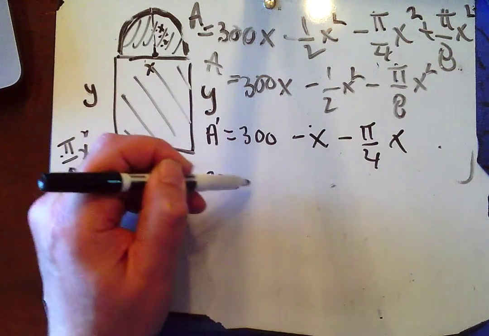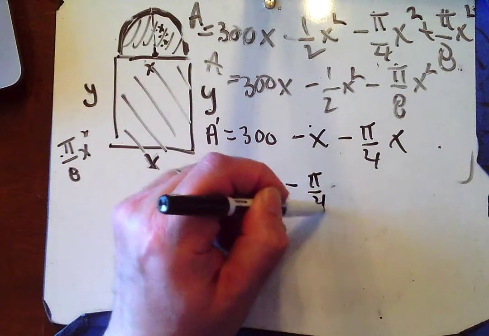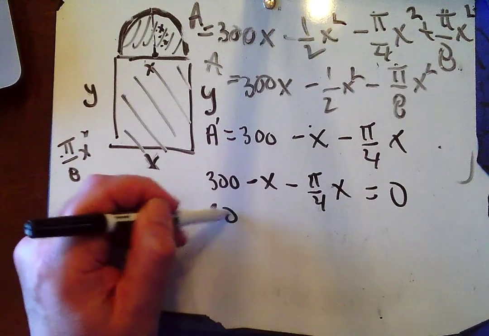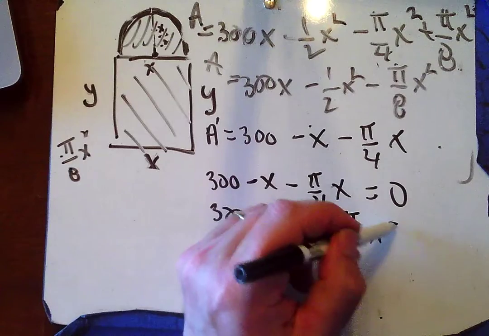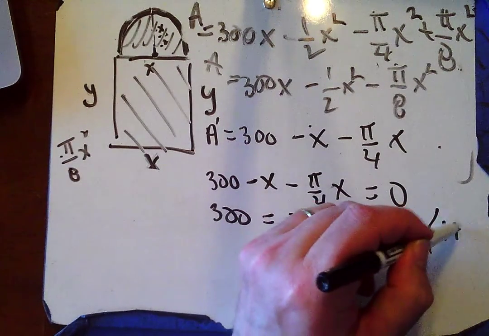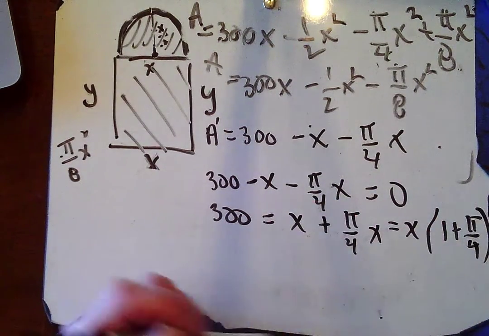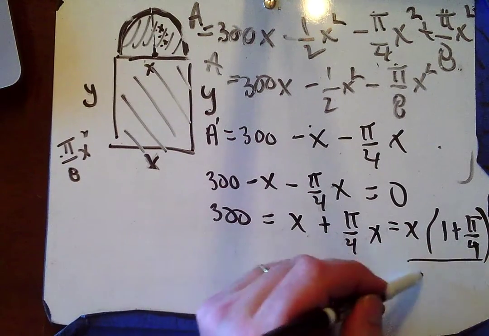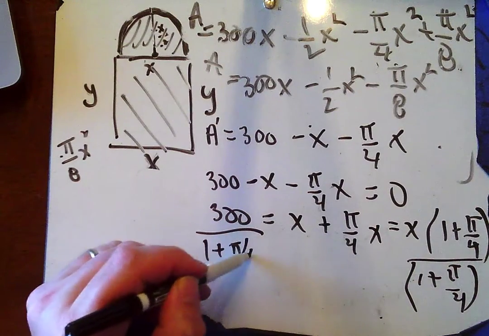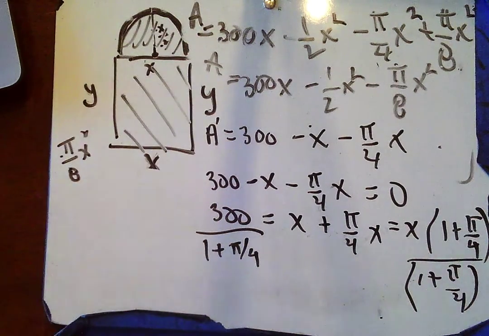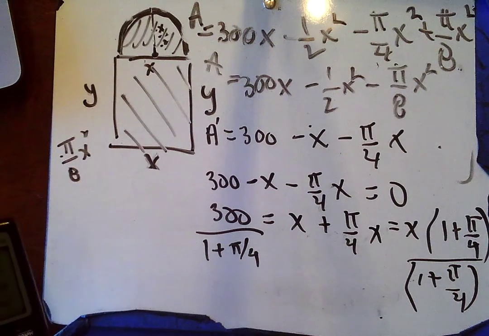So 300 minus x minus pi over 4x equals 0. And we get 300 equals x plus pi over 4x. And I notice that both of these terms have an x, so I'm going to factor out an x. And to get x by itself, I want to divide both sides by 1 plus pi over 4. Okay, so don't forget parentheses in the denominator. In my calculator, I'm typing in 300 divided by parentheses 1 plus pi over 4.